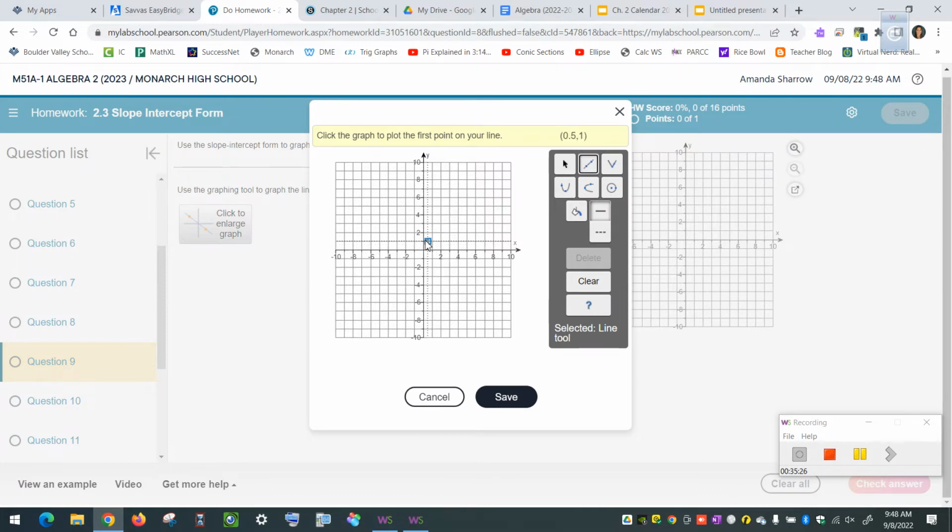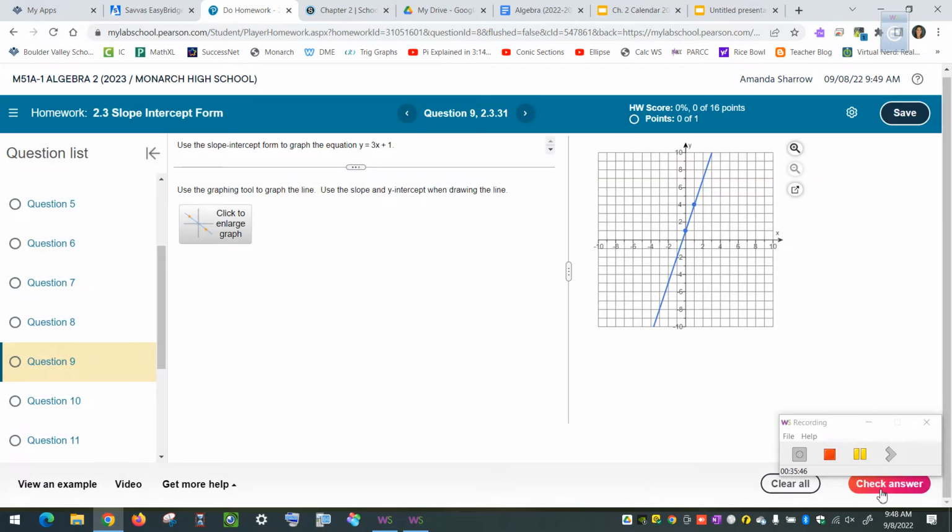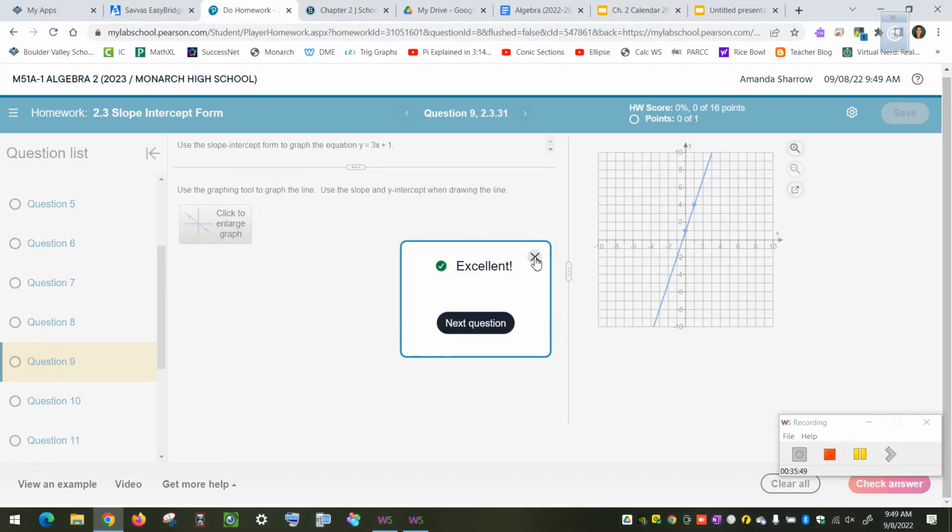So I remember that this one had a y-intercept of 1. So I'm going to find that point. I'm going to click down. And then it had a slope of 3. So that actually means it's going to go up 3 over 1. Because if I were to write that as a fraction, 3 is the same as 3 over 1. Once you click that second point, the line is drawn. We're going to hit save, and we're going to go down to check our answer.